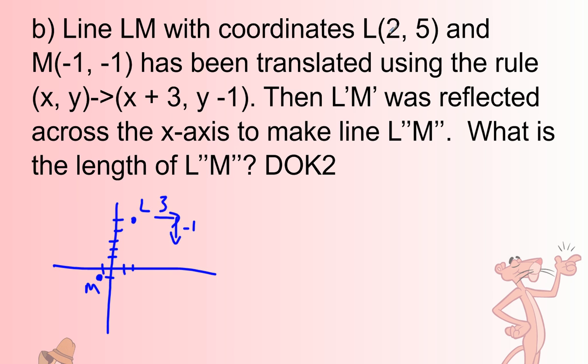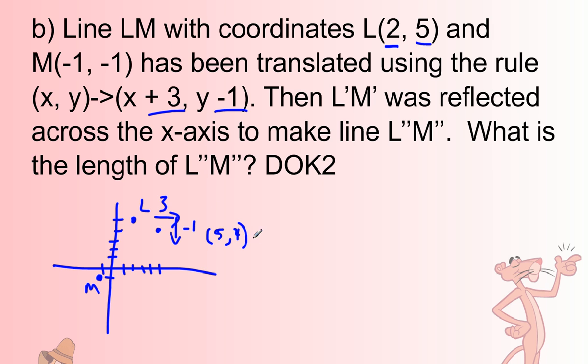Okay, so this point (2, 5) goes 1, 2, 3, 4, 5 in x, and down 1. So I'd be at the point (5, 4). And look, the x unit went up by 3, the y unit went down by 1. That's what this rule shows.